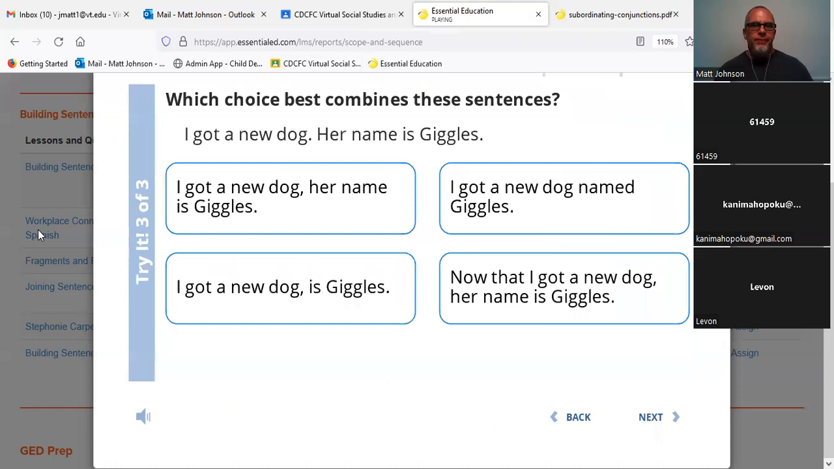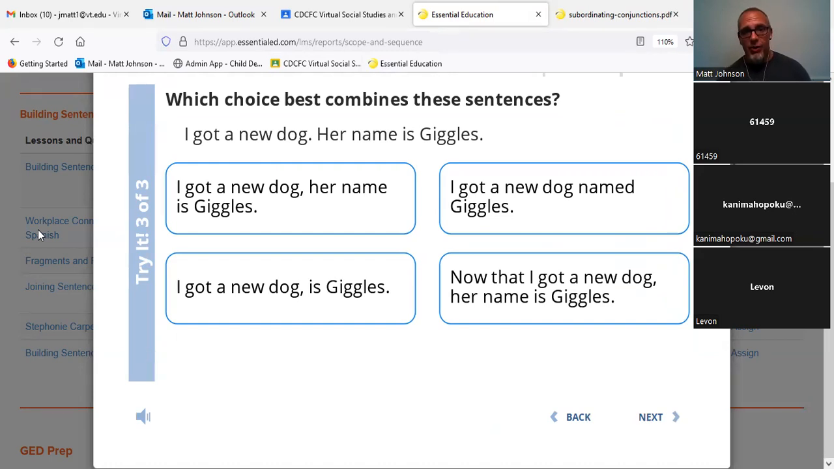Which choice best combines these sentences? Right. So, perfect example of two simple sentences that could be choppy together, particularly if you're in a longer passage. I got a new dog. Her name is Giggles. And a great exercise here. So I got a new dog. Her name is Giggles. That's grammatically incorrect, right? Because we're just separating two independent clauses with a comma.